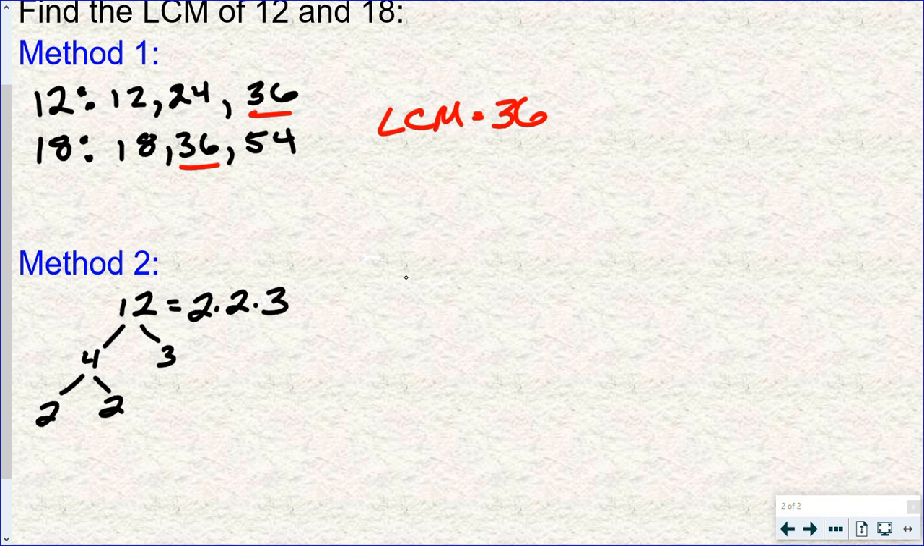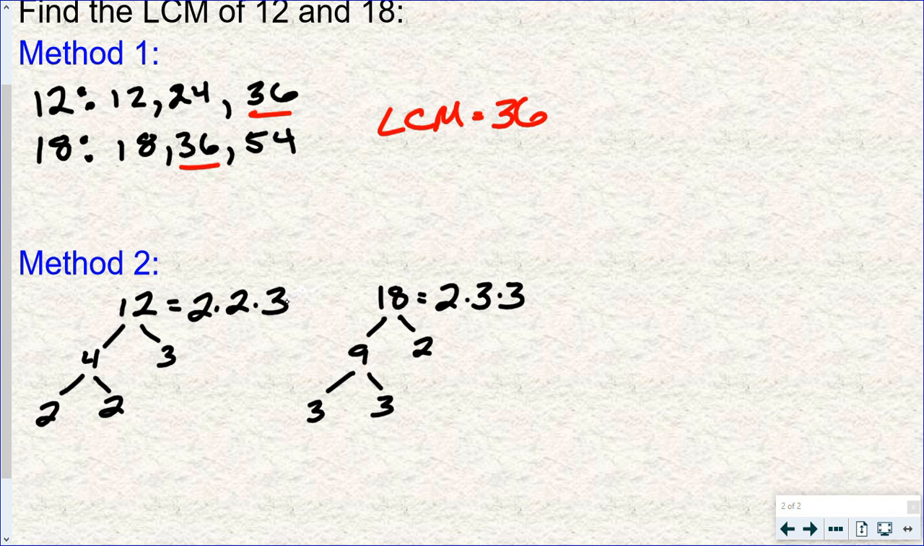And then do the same thing for 18. So for 18, let's do 9 times 2. And then the 9 factors to 3 times 3. So the prime factorization is 2 times 3 times 3. All right, so now how do we use this prime factorization to find the least common multiple?